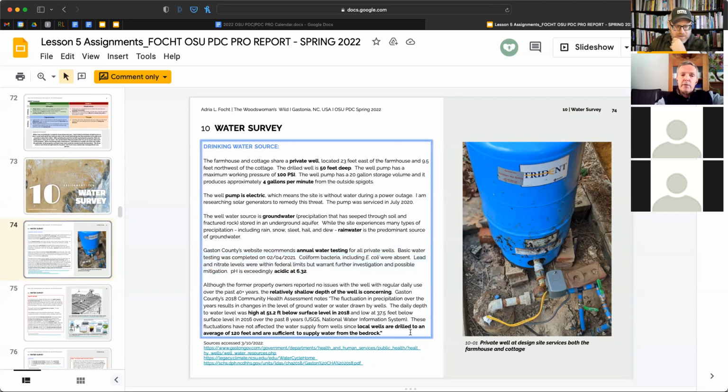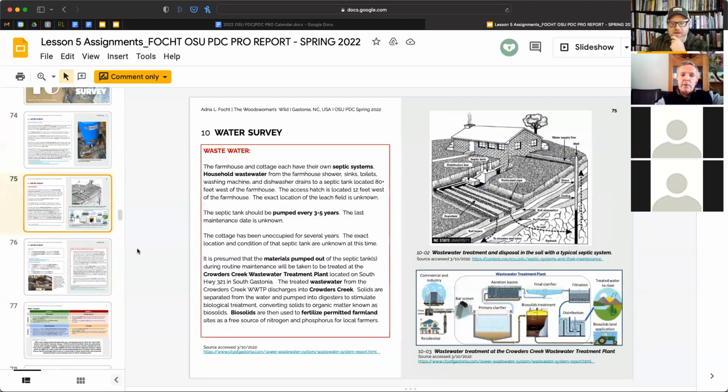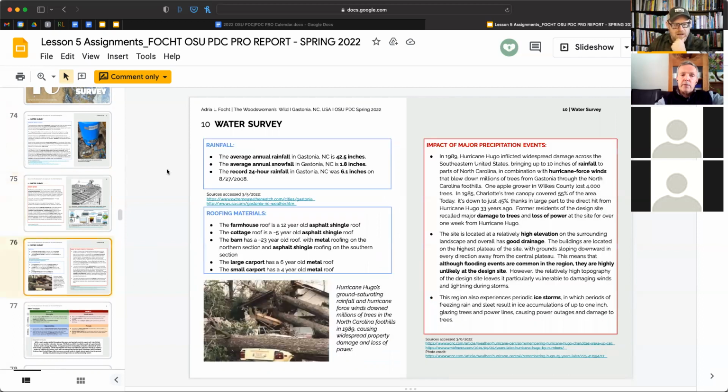Again, taking a look at the recharge rate, which is important if we're looking at wells, and very important if we're taking a look at water infiltration. Wastewater, so currently has a septic system, pumped every 3 to 5 years, materials pumped out and where they go. And then again, taking some images, giving us the URLs and the access date, which is of course necessary. Rainfall, average annual snowfall, record 24-hour rainfall, just to get a sense of what she might be dealing with.